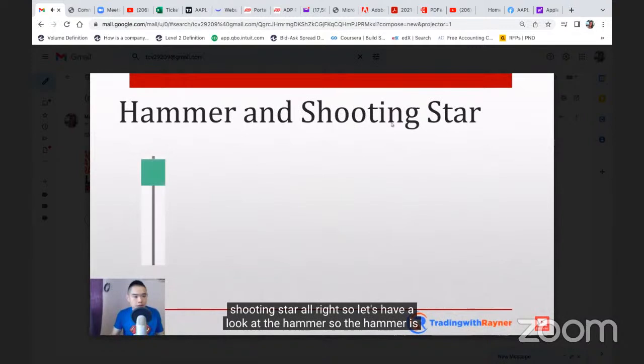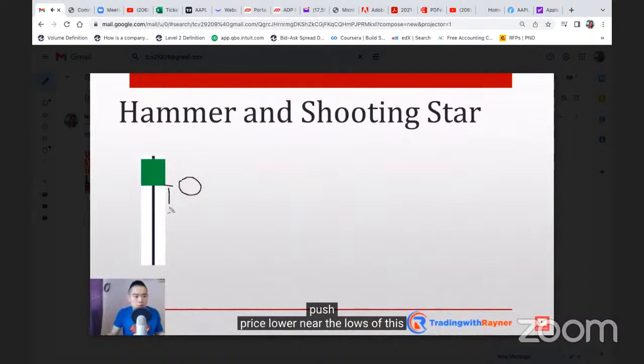All right, so let's have a look at the hammer. The hammer is something that you might be familiar with because you saw it in the earlier examples. So the hammer is a bullish reversal because it's actually showing you price rejection in the market. In fact, it's rejection of lower prices. If you look at this, the price opened here, and at one point in time, the sellers were actually in control, pushing price lower near the lows of this session.